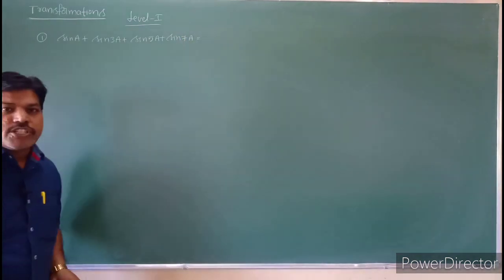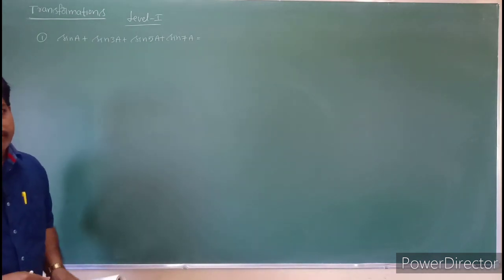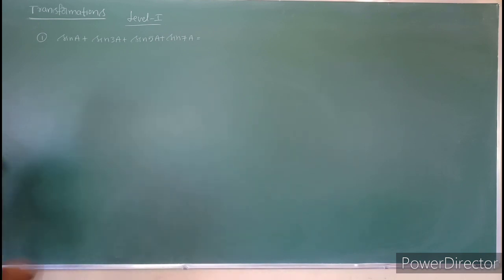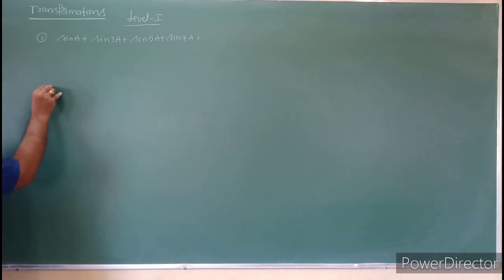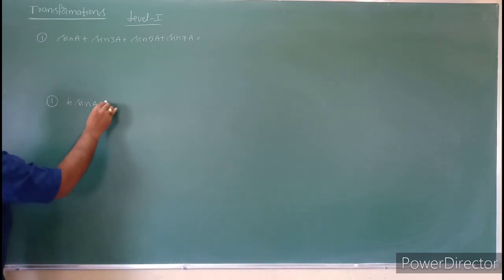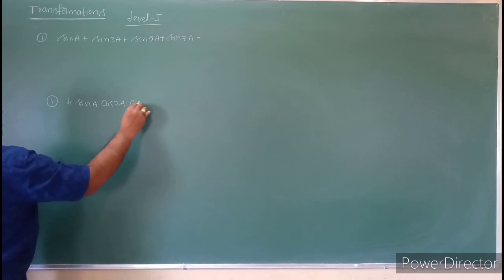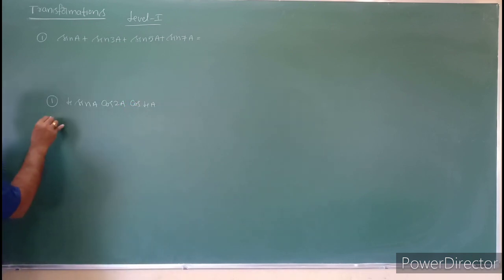For this type of questions we have to verify the answers. Okay. So compulsorily you need the options also. So what are the options? The first option is 4 sin A cos 2A and cos 4A, and see the second option.